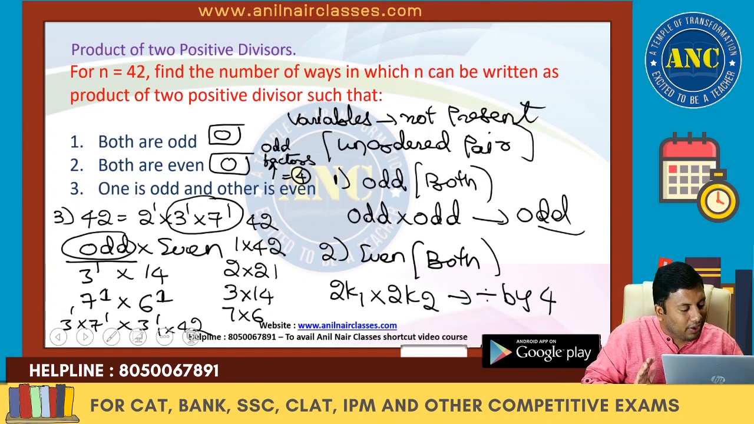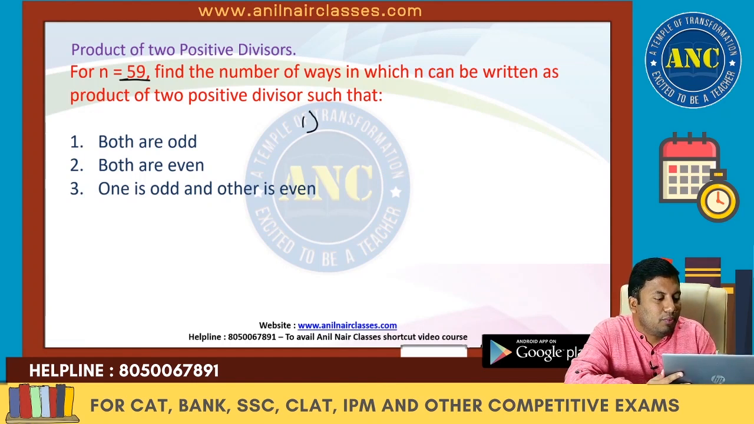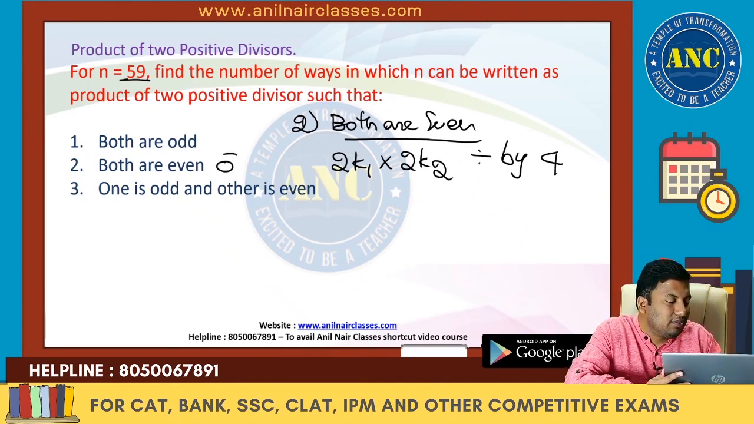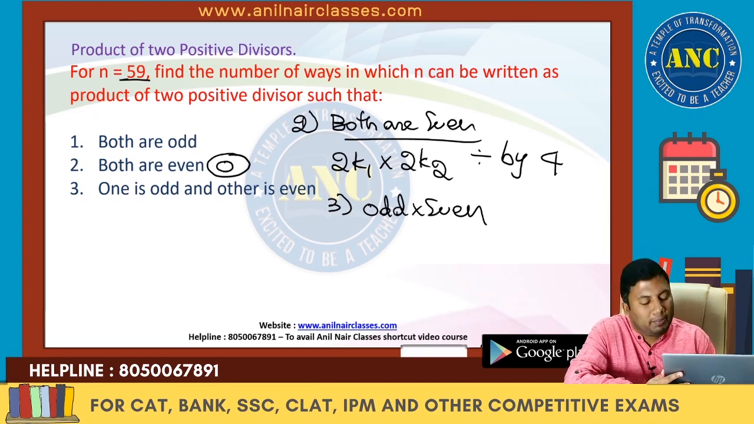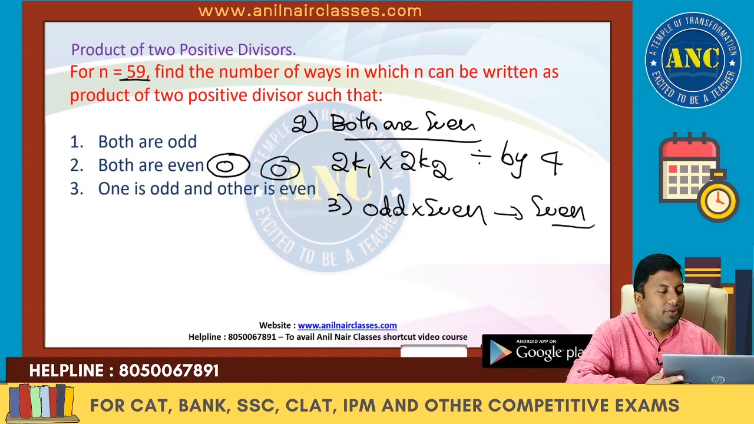I hope the third point is clear. Another one, n equivalent to 15,9. Case 1, both are okay. Case 2 and case 3 we will do. Both are even is nothing but one is 2k1, another is 2k2. That means the answer should be divisible by 4. 59 is not divisible by 4. Second option is 0. Third one, it is nothing but an odd into an even number case. Any number multiplied by an even number, the answer will be an even number. But the question is 15,9. Third case, the answer is nothing but 0.